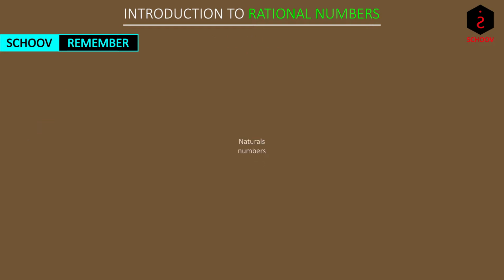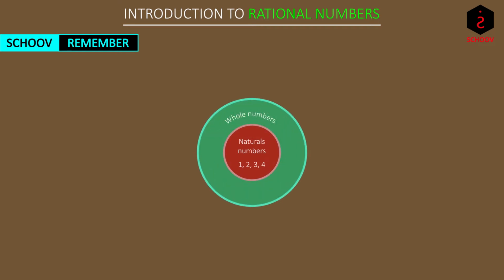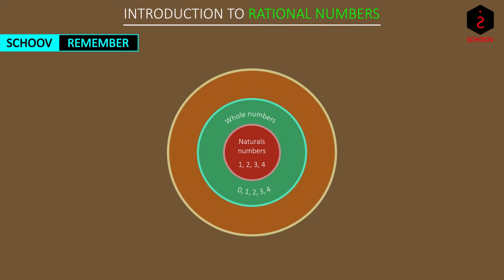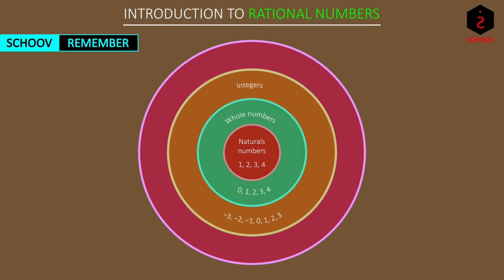So we have natural numbers 1, 2, 3, 4. If we include 0, we get whole numbers 0, 1, 2, 3, 4. If we include negative integers, we get all integers -3, -2, -1, 0, 1, 2, 3. And when we include all numbers which can be written in the form P by Q, we get rational numbers. And you must know that Q cannot be equal to 0, and both P and Q have to be integers.